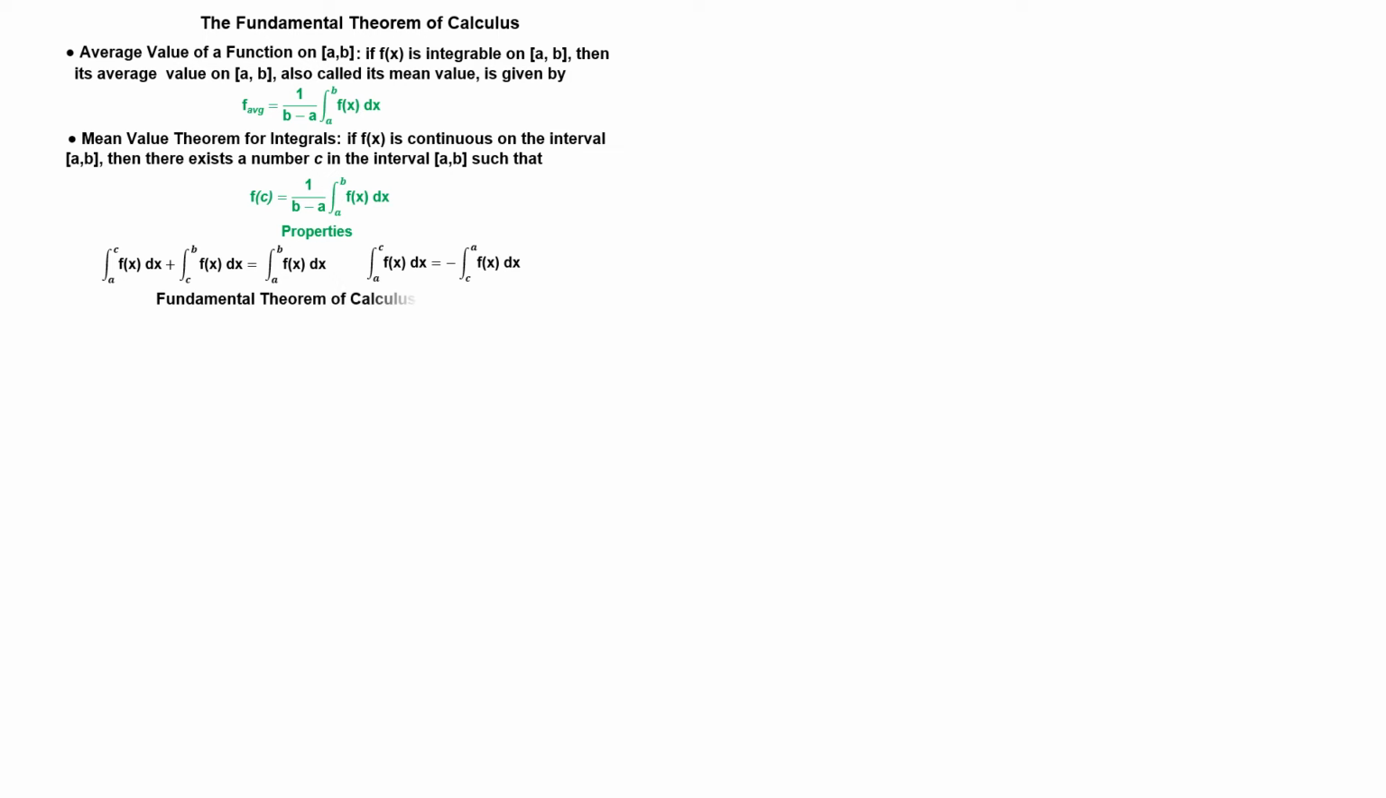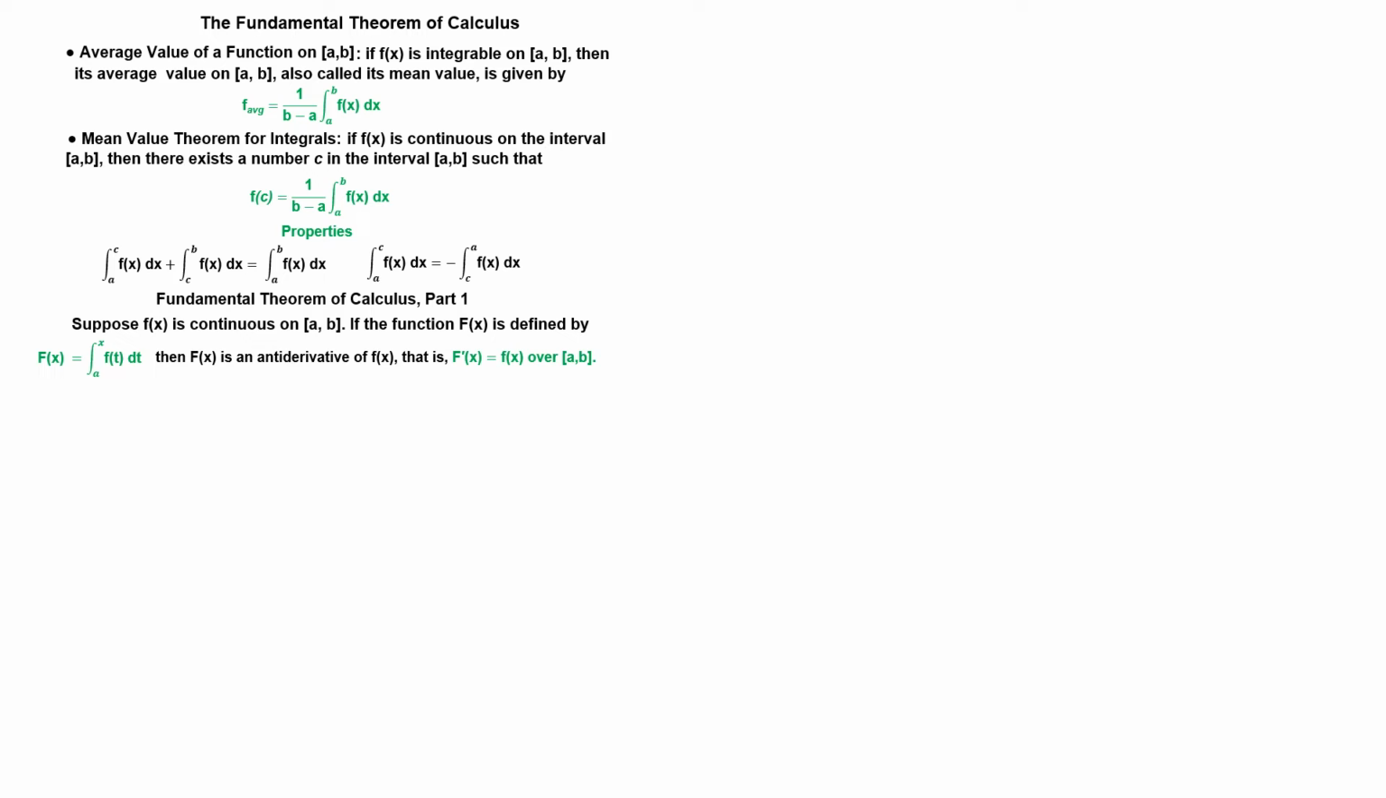Fundamental Theorem of Calculus, Part 1. Suppose f of x is continuous on [a, b]. If you define a function as the definite integral of f of x, then the new function is an antiderivative of f of x. This part of the theorem not only establishes a relationship between integration and differentiation, but also guarantees that any integrable function has an antiderivative. It also states that the processes of integration and differentiation are inverses of one another. We now prove the first part of the theorem.